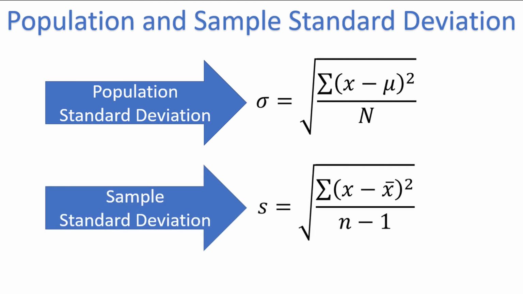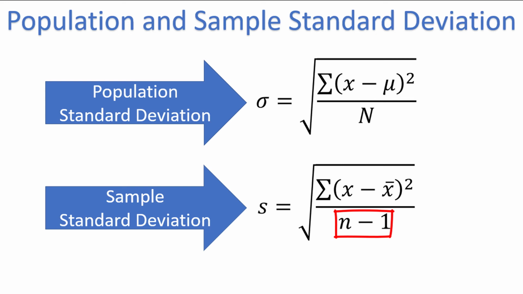Instead of the parameter sigma, we use the statistic s to represent the sample standard deviation. Instead of the parameter mu, we use the statistic x bar to represent the sample mean. Instead of capital letter N to represent the population size, we use lowercase n to represent the sample size. The process of calculating sample standard deviation is almost identical to that of calculating population standard deviation, except now you must divide by n minus 1.